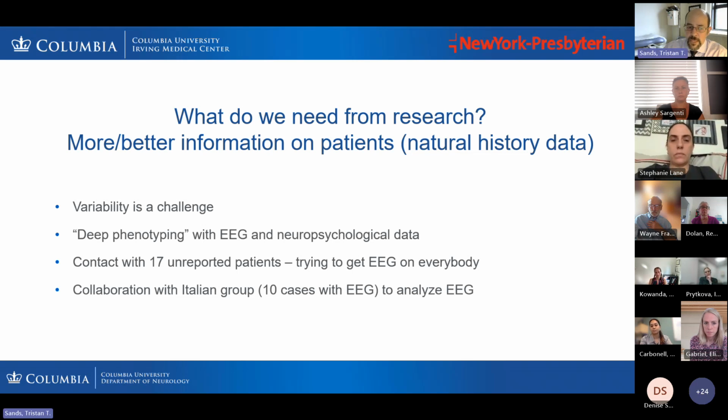To that end, we've been in contact with 17 previously unreported patients, and we're working to get EEG on folks. And I mentioned the Italian group that published. It's kind of a funny coincidence. There are so many coincidences with our work with CSNK2B, but one of them is that the person who got me interested in genetic epilepsy, both clinically and in research, trained with that same Italian group. So they're basically like cousins. As soon as I saw the paper, I reached out to them, and they're going to give us their EEGs.